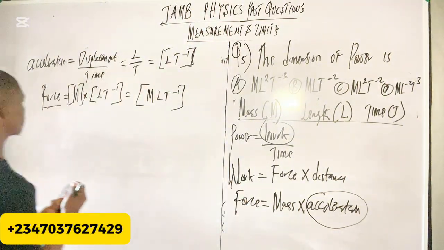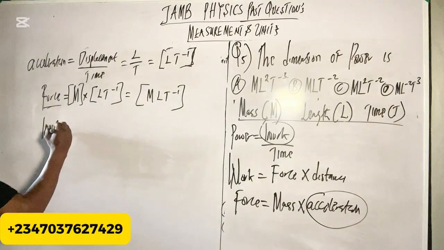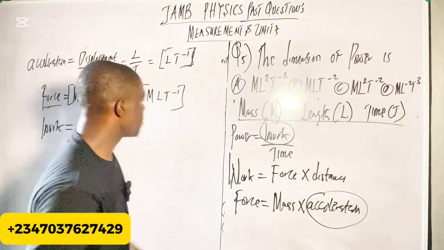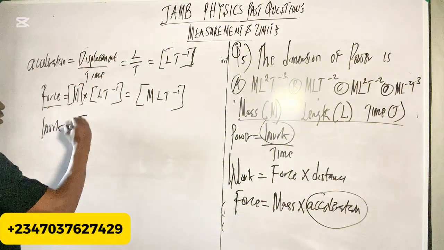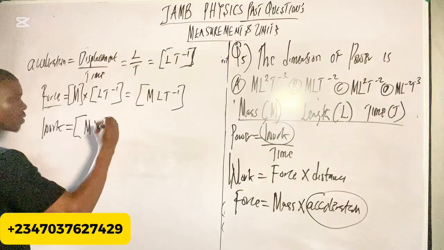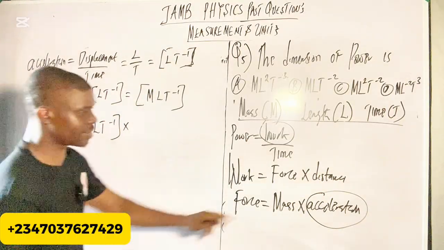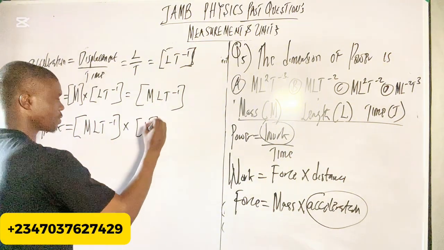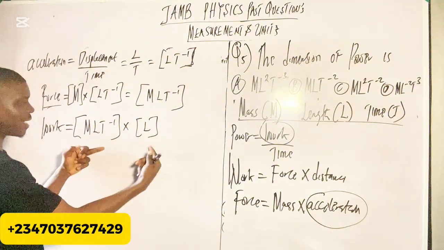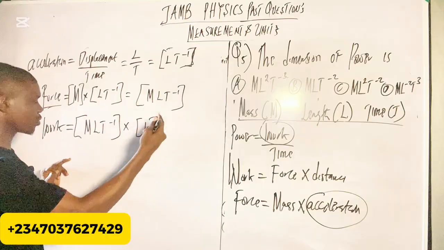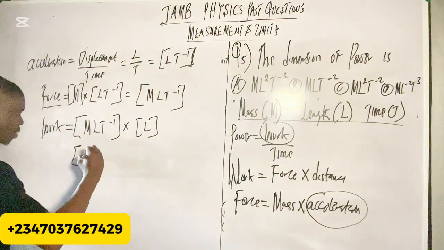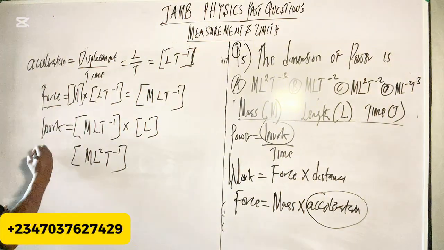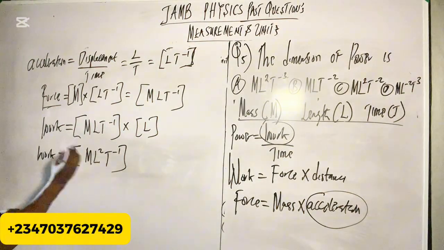Then my work. Work is force times distance. My force is already this one here, so I'll bring it here, times my distance. My distance is L. When you combine it together, L times L is L squared. So that is my work. This is my dimension for work.